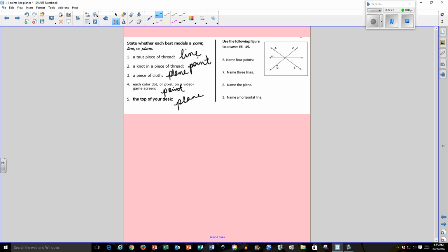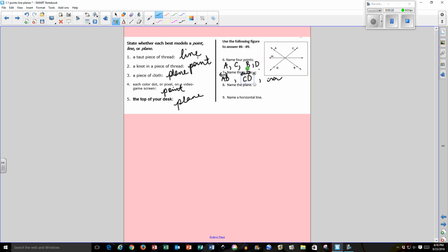Now using this figure, name 4 points, so any 4 points. So I have point A, point C, point B, and point D. Notice I put commas because it's a list. Name 3 lines. I have line AB, so line AB. I have line CD. Okay, I'm not real sure why there's a box over that. And then we have line M, so we have line AB, line CD, and line M.